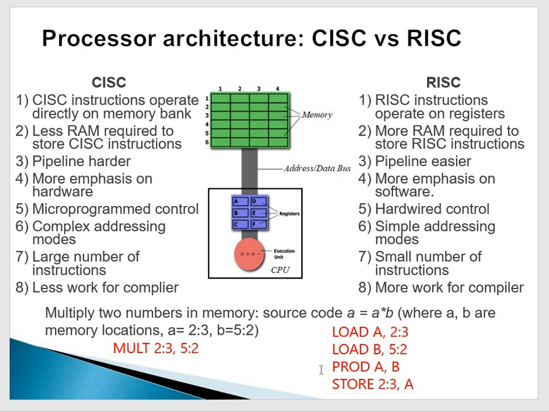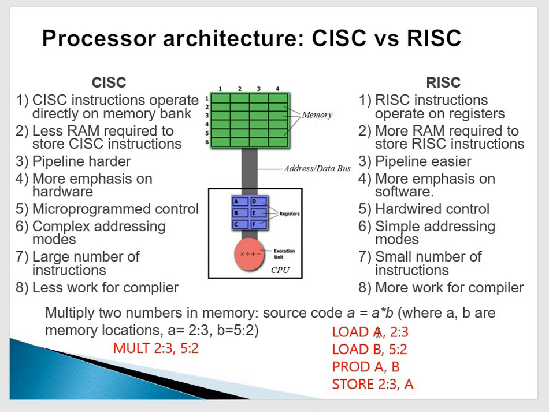So before we perform the multiplication or product, we will have to load the data from the memory to some registers of the CPU. So what will we do? First of all, we will load the data of memory location 2 3 to any register. Say A is a register, and load is an instruction which is used to load the data from the external memory to the internal register.